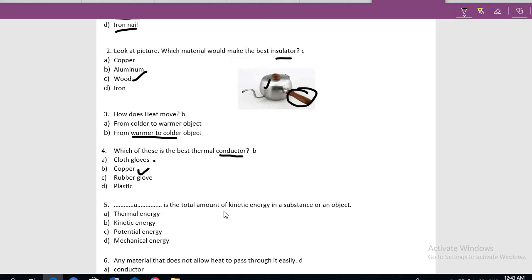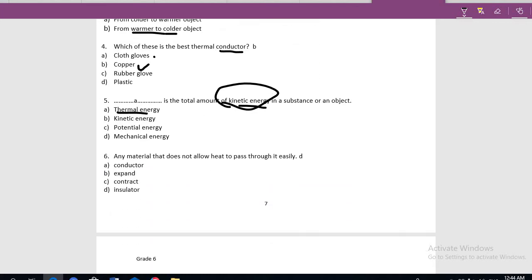Thermal energy is the total amount of kinetic energy in a substance or an object. Kinetic energy means motion. Any matter that does not allow heat to pass through it is called an insulator.